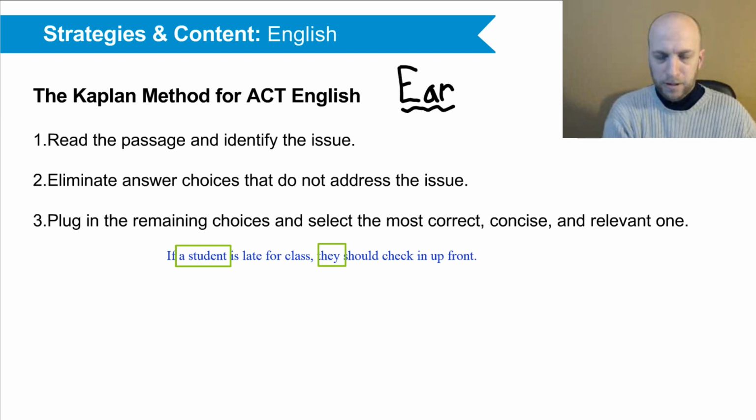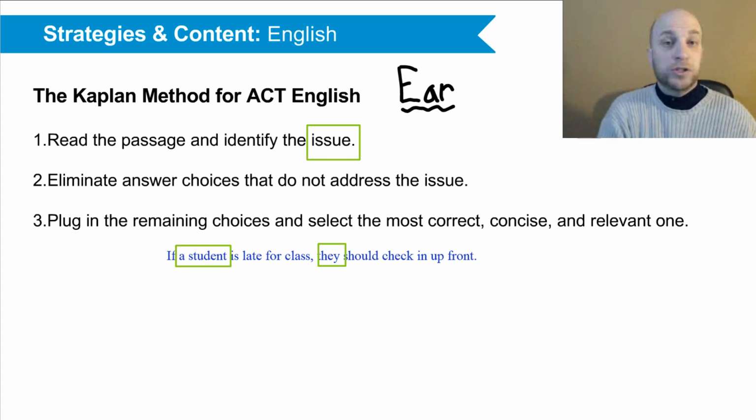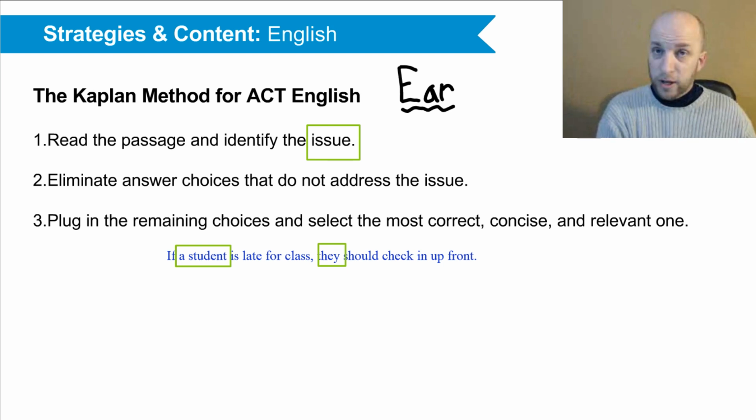So let's talk about our first step. How can we use this to our advantage? Well, as we read the passage, instead of using our ear test, what we want to do is identify precisely the issue being tested. I'll give this a nice big box. What's the issue? Subject-verb agreement. Punctuation. Is it a style issue? You have to identify exactly what it is. Then we're going to process through and say, all right, what is the appropriate thing to do here?